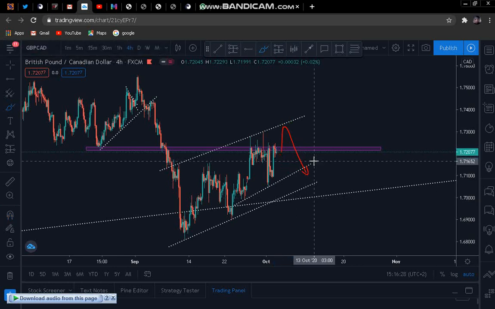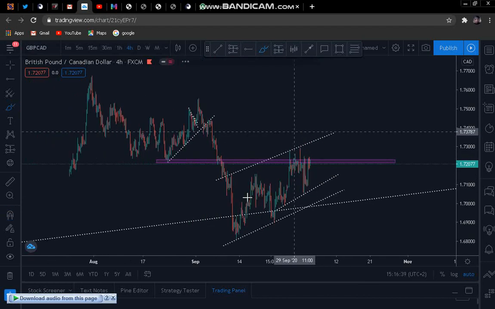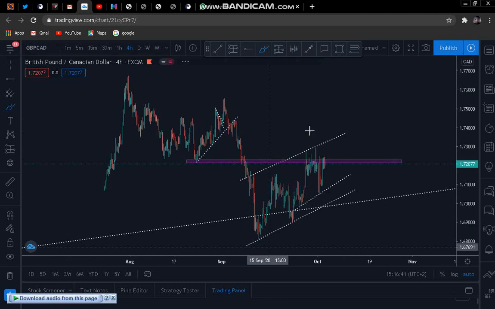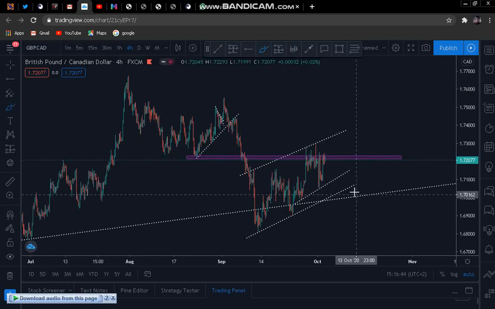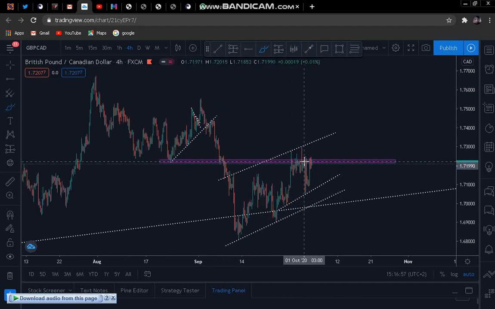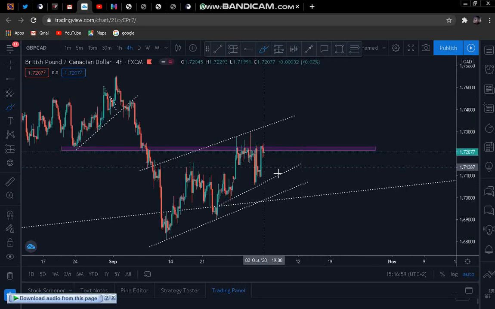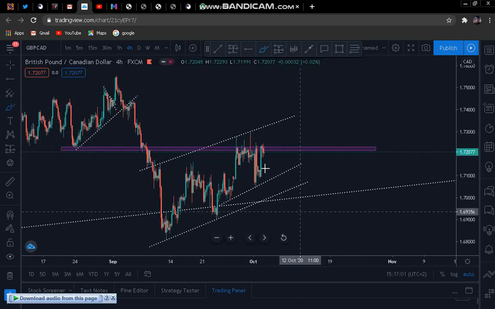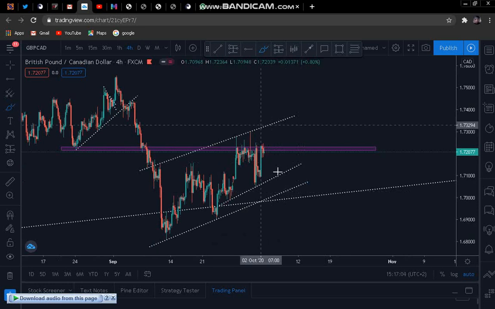The reason we are saying that we're looking for sales is because ascending channels are not sustainable. At some point it has to drop, so we are just waiting for that drop, and we need to take advantage of that drop. And this is a good signal, it's a good pattern, it's a good setup for a sell. So that's what we're going to be doing when it comes to GBP CAD.